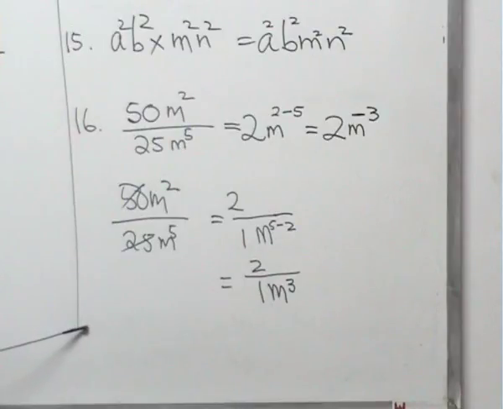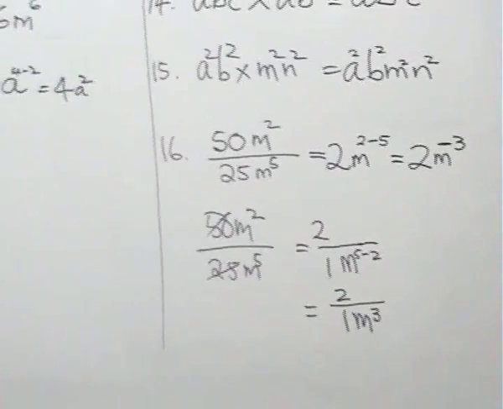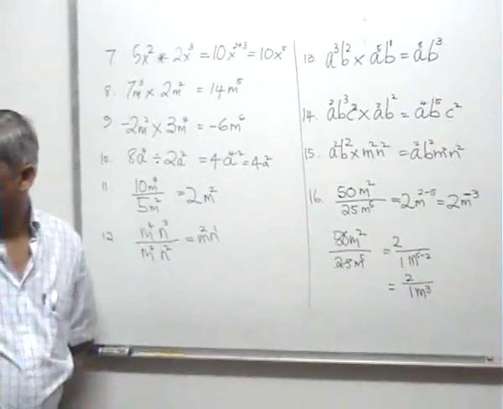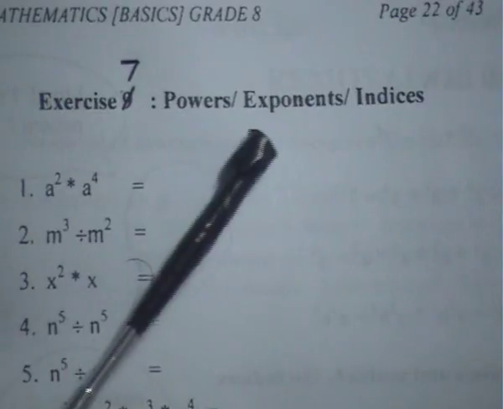Alright, so I'm sure you've got an idea on how to apply the multiplication and division rules together with some numbers involved in it, and we'll now give you an exercise to complete. Alright, we're looking at exercise 7 based on powers, exponents, indices.